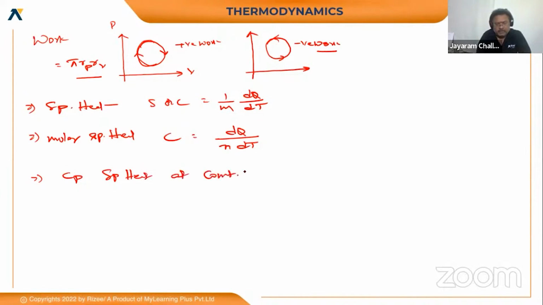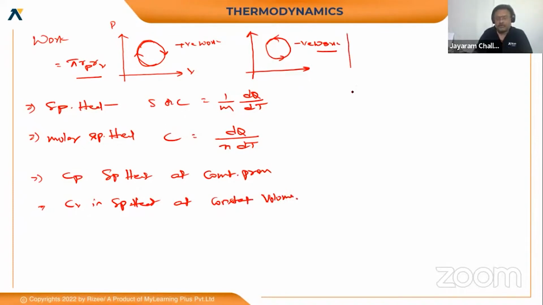Cp is called the specific heat or molar heat capacity at constant pressure, and Cv is the specific heat at constant volume, where the volume is kept constant.